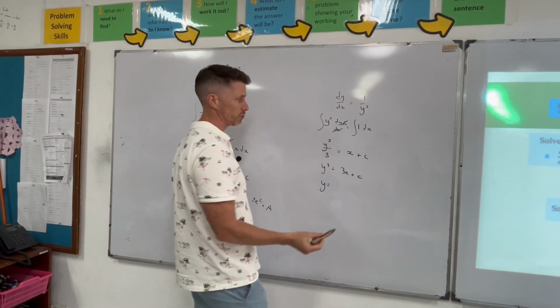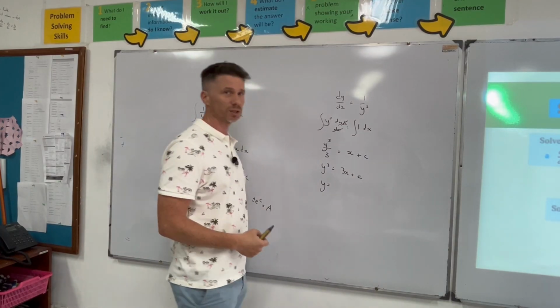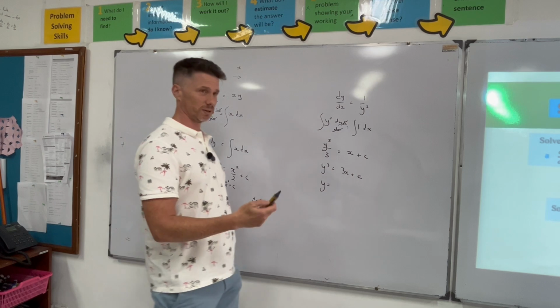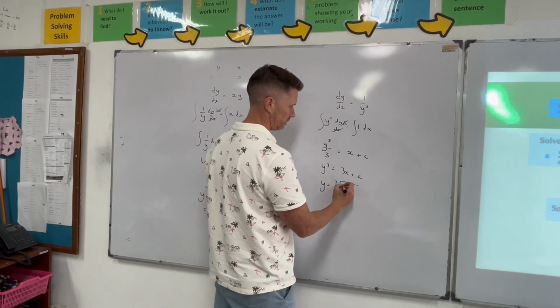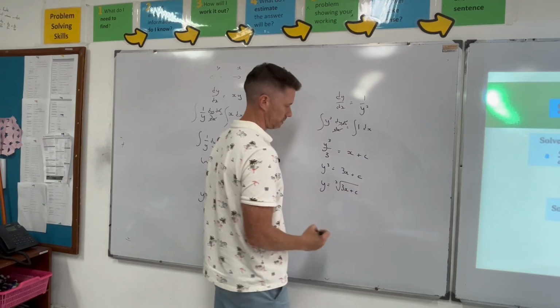Remember, this is a general solution. It's all c's, all constants. Could be anyone. It's a bunch of solutions. So this is then the cube root of 3x plus c.